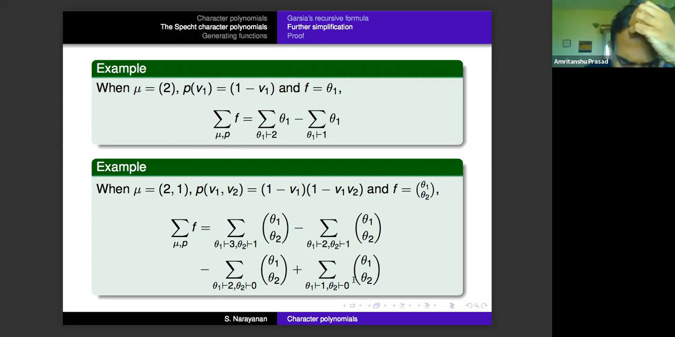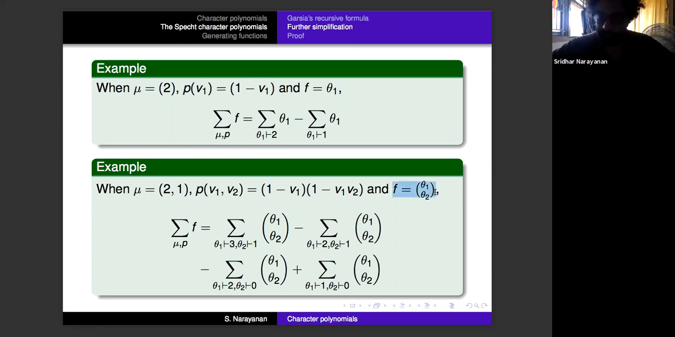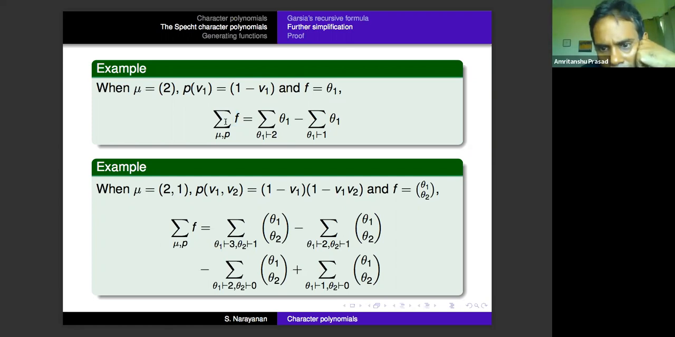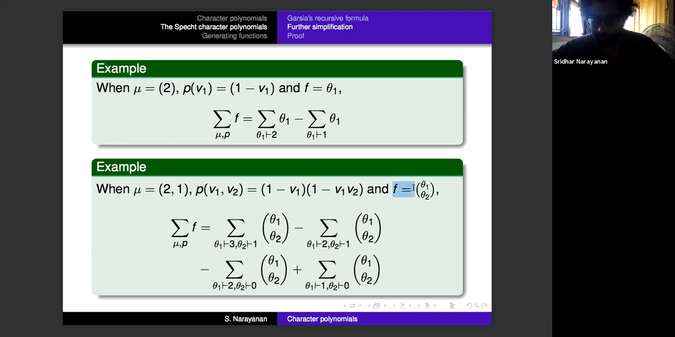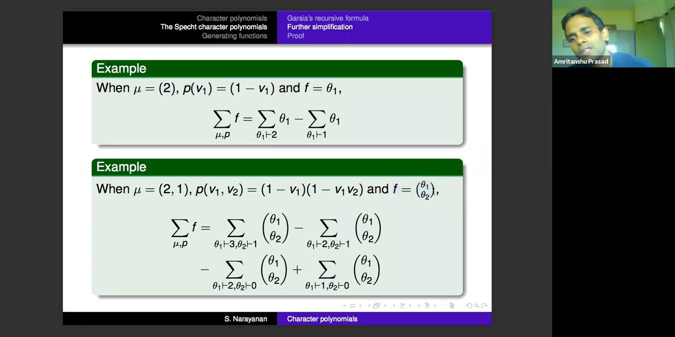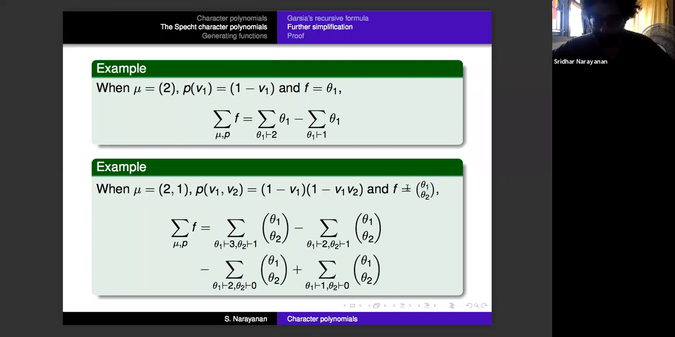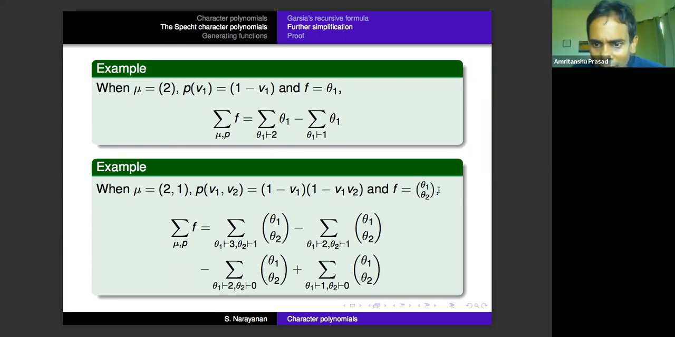Can you explain this theta 1 choose theta 2, what this means? So these are two partitions, right? Just some function f. No, but what is the meaning of theta 1 choose theta 2? It's a function in two arguments, like f of x comma y equals x choose y. Okay, but theta 1 and theta 2 are partitions. So what is one partition choose another? It's the product of the b_i choose a_i kind of thing? Yeah. Oh, okay.